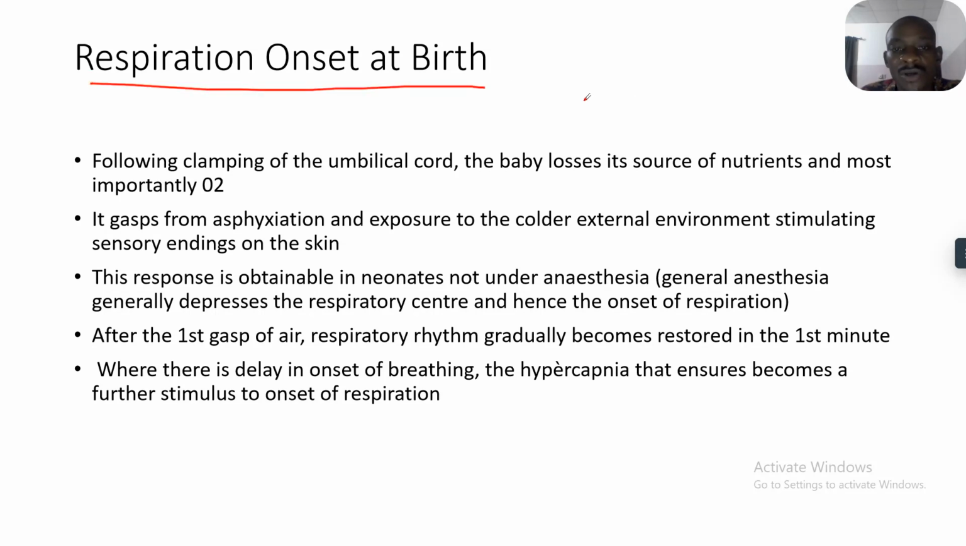Now, let's talk about the respiration onset at birth. Following clamping of the umbilical cord, the baby loses its source of nutrients and, most importantly, oxygen. You know, the baby receives oxygen from the mother. Now, it gasps from asphyxiation and exposure to the colder external environment, stimulating sensory endings on the skin. This response is obtainable in neonates not under anesthesia. Generally, anesthesia will depress the respiratory center and hence the onset of respiration. After the first gasps of air, a respiratory rhythm gradually becomes restored in the first minutes, where there is a delay in onset of breathing and hypercapnia. The hypercapnia that ensues becomes a further stimulus towards the onset of respiration.